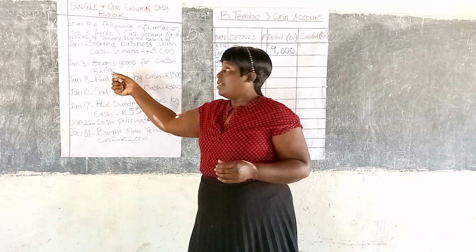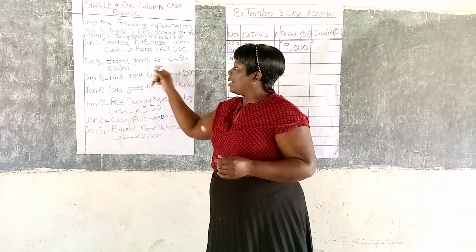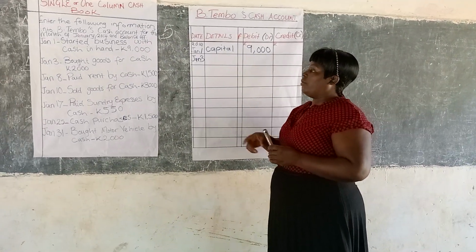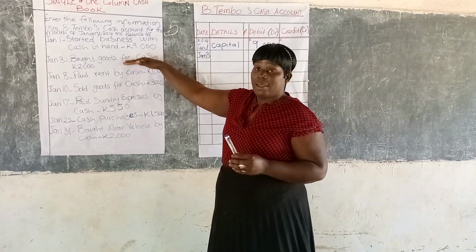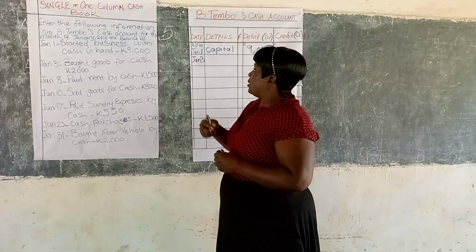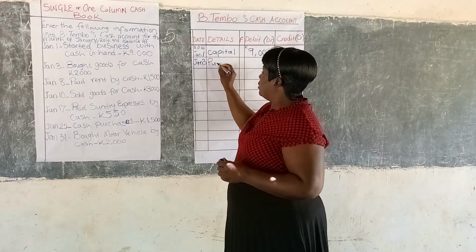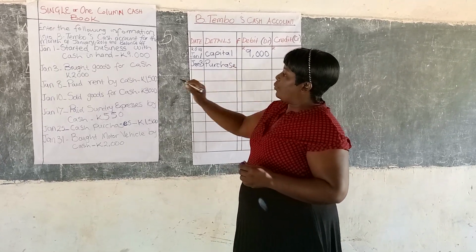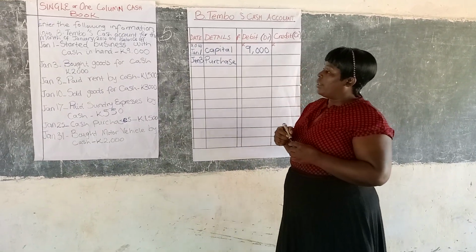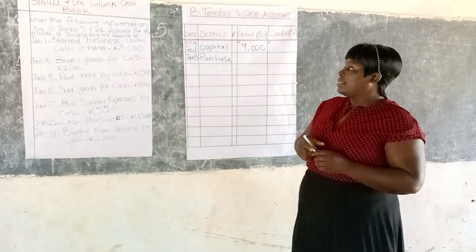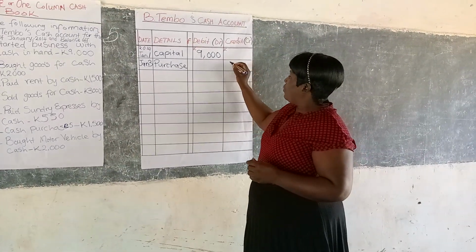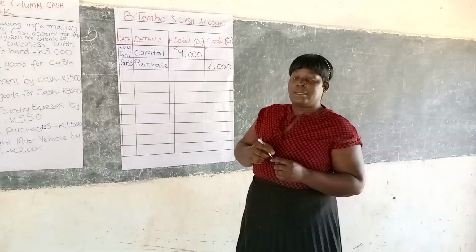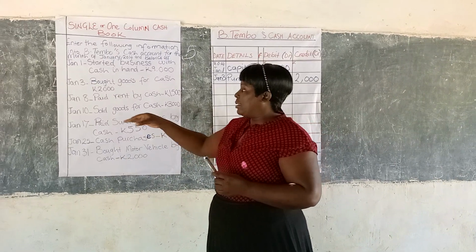January 3, we are going to write the next date here, January 3. What happened on January 3? Bought goods for cash 2,000. So the word that we use when we want to record a transaction where the business owner bought goods is purchases. So we are going to write purchases. You bought goods for cash worth 2,000, and this amount is going to be credited because it went out of the business. So you write like that.